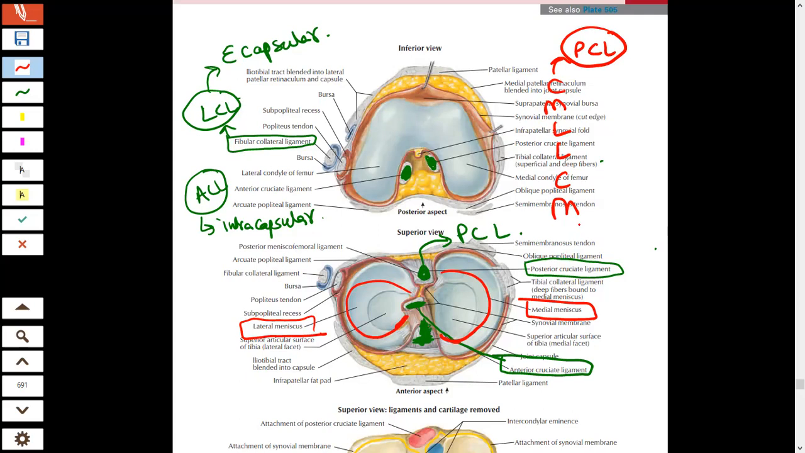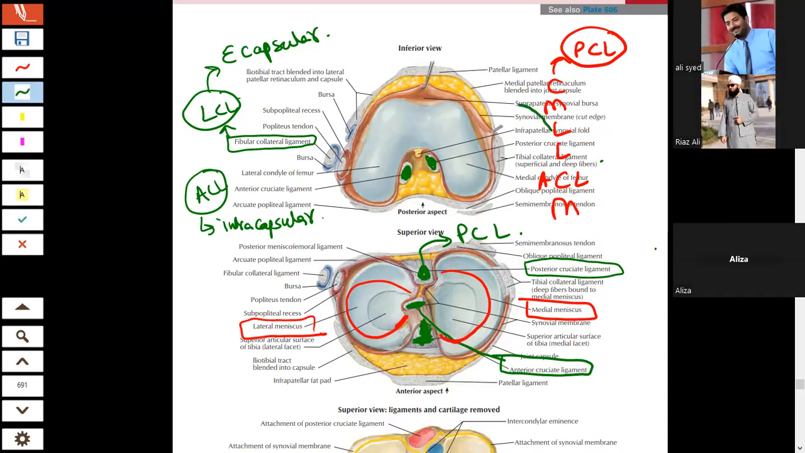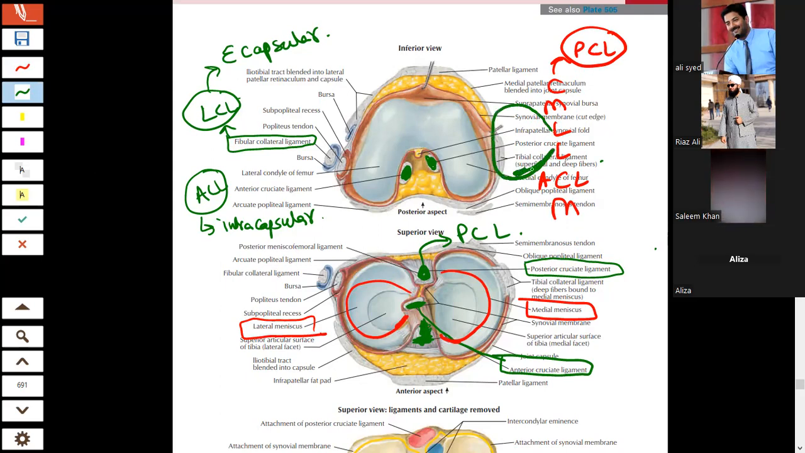Most anterior, this one is your ACL, anterior cruciate ligament. This is the posterior cruciate ligament. This is the anterior cruciate ligament. This one here is your lateral meniscus. So you can draw this diagram like this. And then this is the medial meniscus now. So the medial meniscus will be like this.